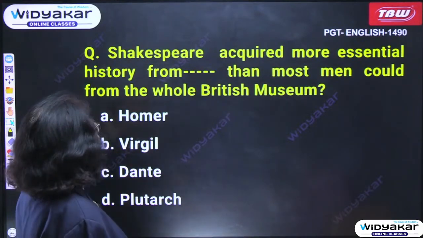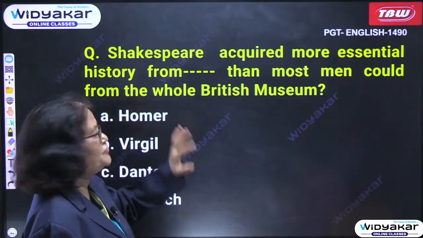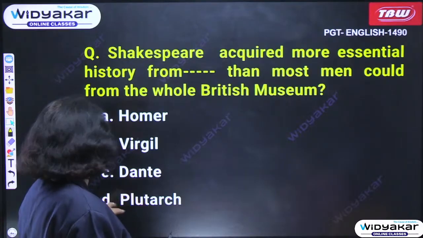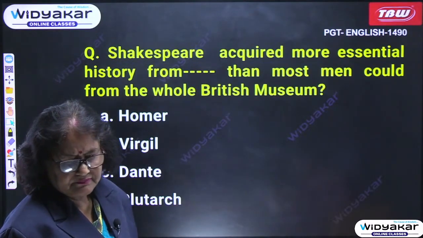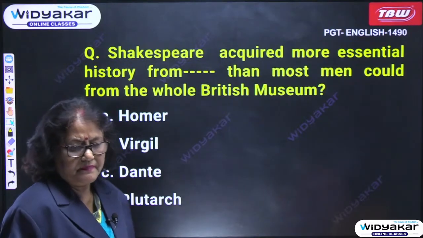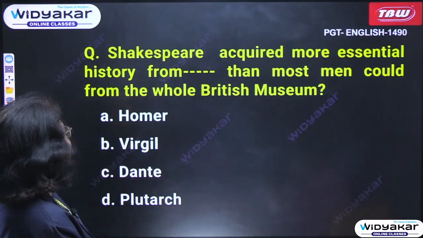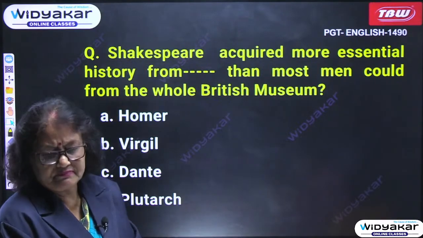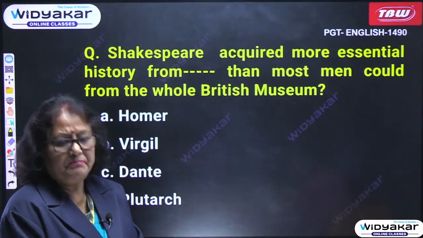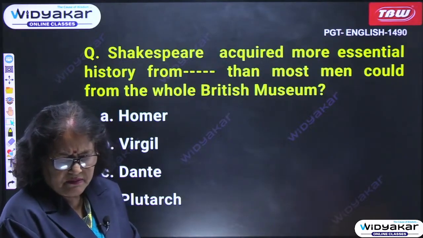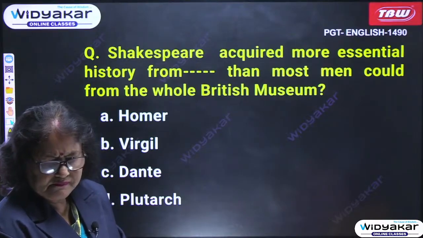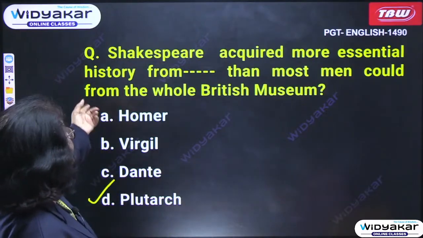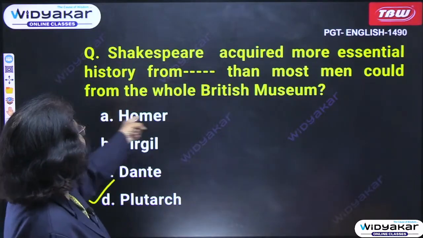Shakespeare acquired more essential history from dash than most men could from the whole British Museum. Where did Shakespeare get most of his ideas from? A. Homer, B. Virgil, C. Dante, D. Plutarch. Next question. It is option D, Plutarch. Shakespeare got all the information from Plutarch. He says he got more essential history from Plutarch than most men could from the whole British Museum.